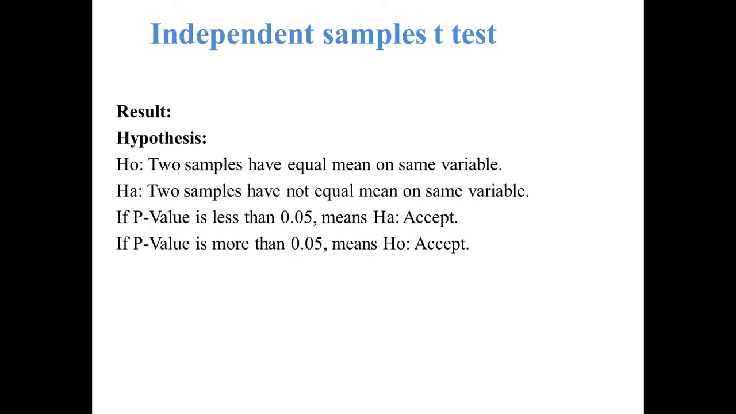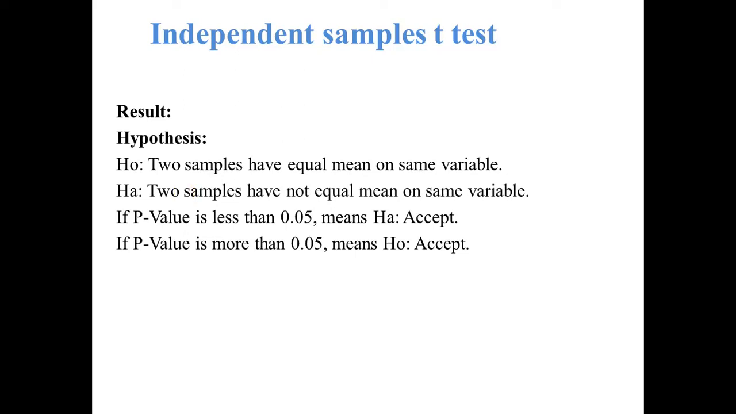Hypotheses will be developed in this way. The null hypothesis shows that two samples have equal mean on the same variable, meaning male and female on average have the same score. The alternate hypothesis is that the two samples do not have equal mean on the same variable. In this case, we are looking at whether the scores of male and female on average are the same or not. So the alternate hypothesis is that these are not equal.